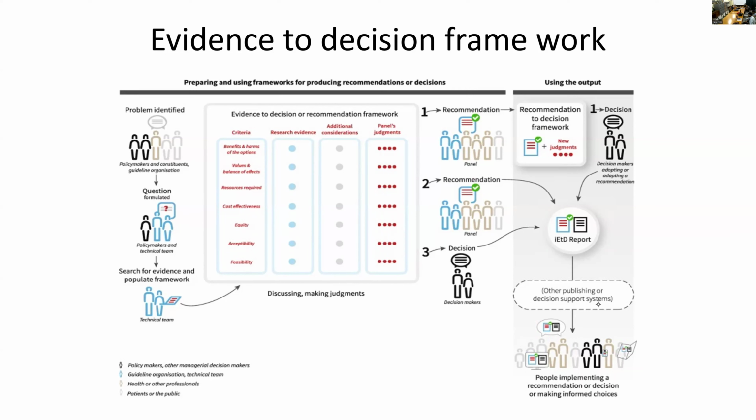A whole lot of people have come together and come to a consensus. Then we have recommendations 1, 2, and then there's a decision. This recommendation will be a part of the guideline for a decision at the end of it. Sometimes it can be incorporated into reports. So this is the evidence to decision framework.